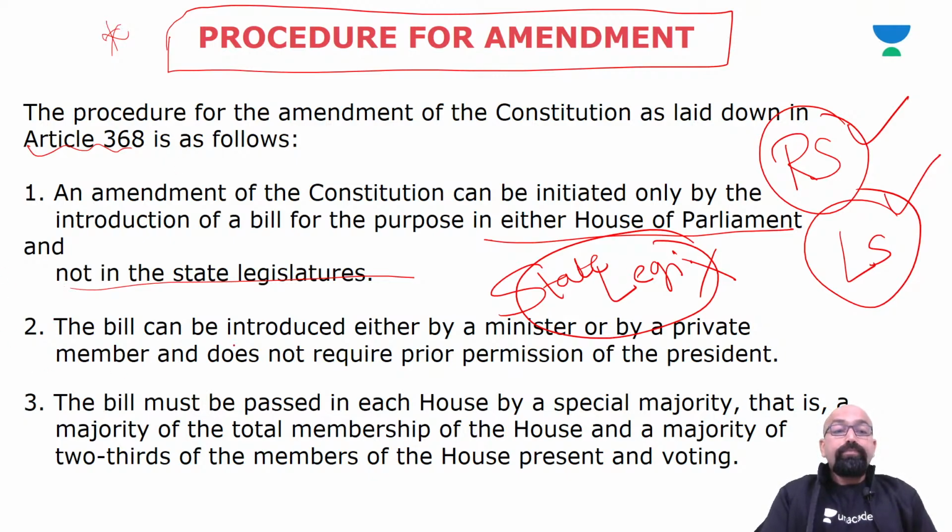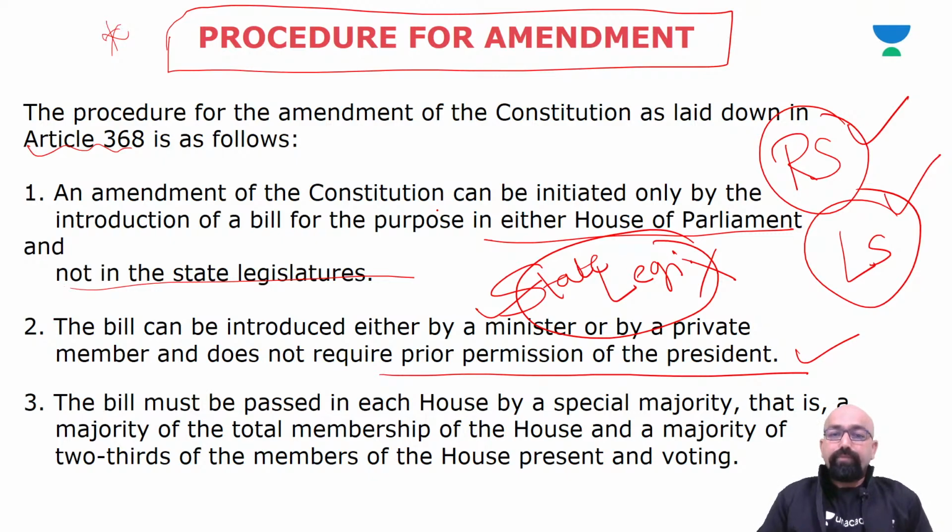Now next, the bill can be introduced either by a minister or a private member and does not require prior permission of the president. So the bill can be introduced either by a minister or by a private member and does not require prior permission of the president.